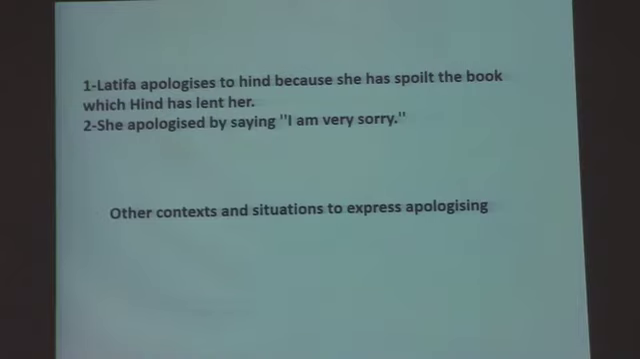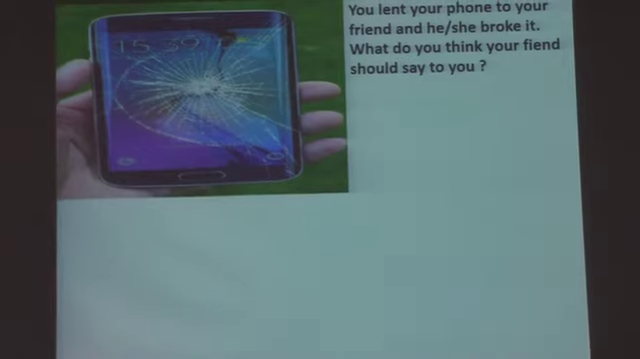So, of course, we can have other contexts in which we can express apologizing. Now, what do you see in the picture? A broken phone. Just try to imagine this situation. You lent your phone to your friend, and he or she broke it. He wanted to take a selfie or something, and then the phone broke. So what do you think your friend should say to you?